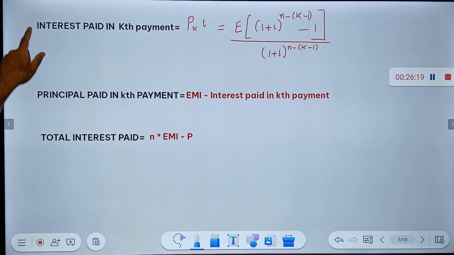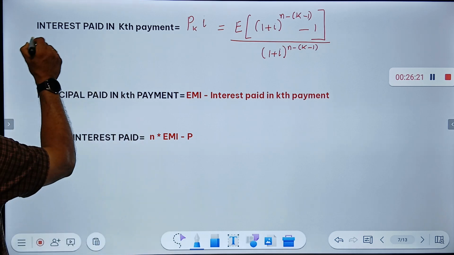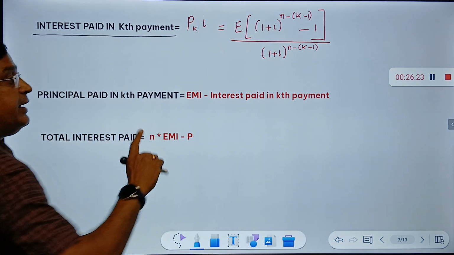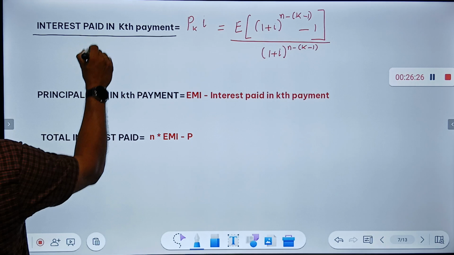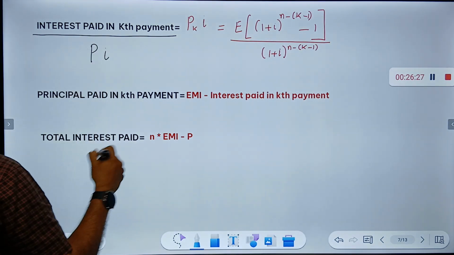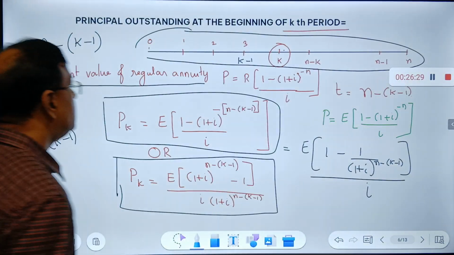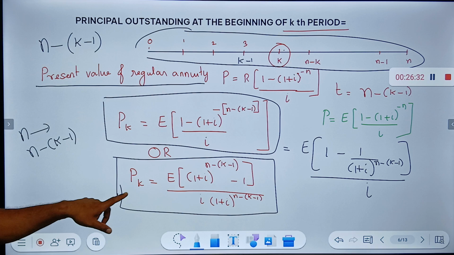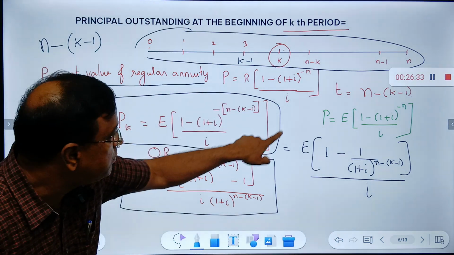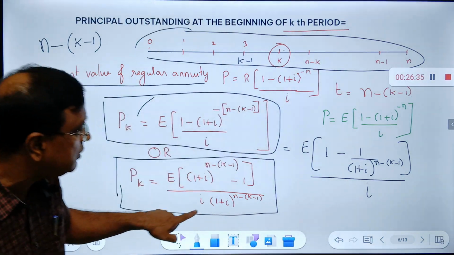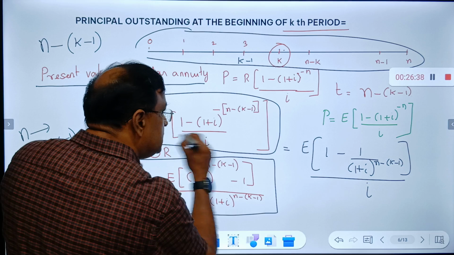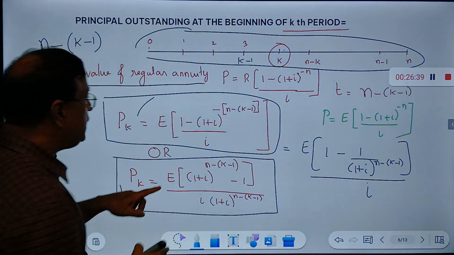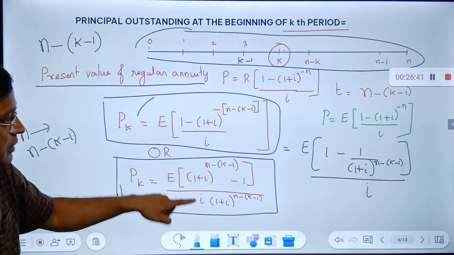Now, this is very interesting. Interest paid in the kth payment. You know, the interest formula is principal into i, right? So what is the principal in the kth period? The principal in the kth period is this. Am I right? So with this you multiply i. If you multiply i, the i gets cancelled, and you see what you get.